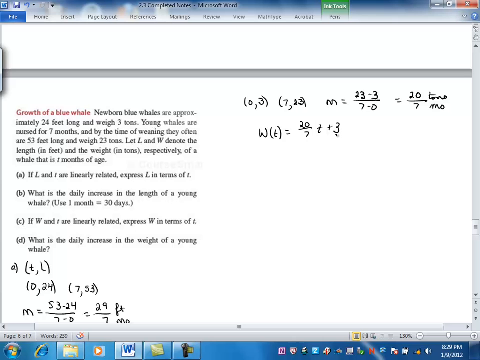And they ask us in part D, what is the daily increase in weight? Well, once again, the daily increase is 20 over 7 tons per month. And we use the fact that 1 month has 30 days. And so we've got 20 over 210, which will reduce to, of course, 2 over 21 tons per day.